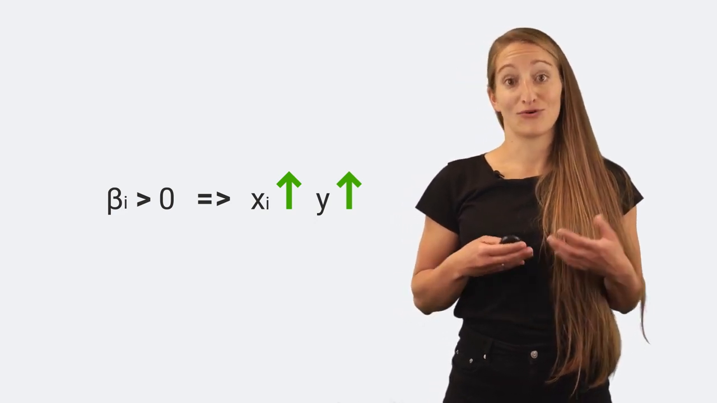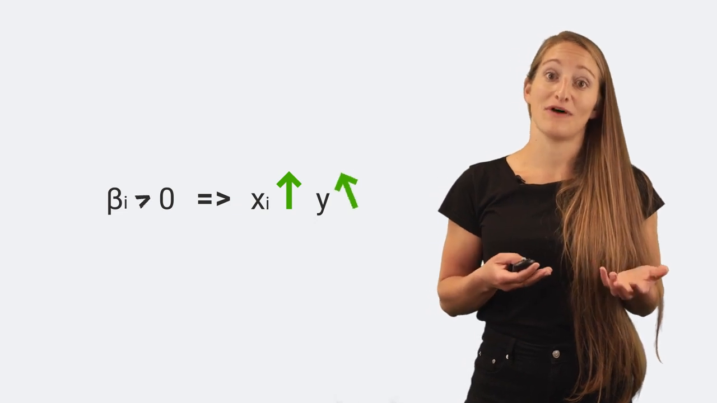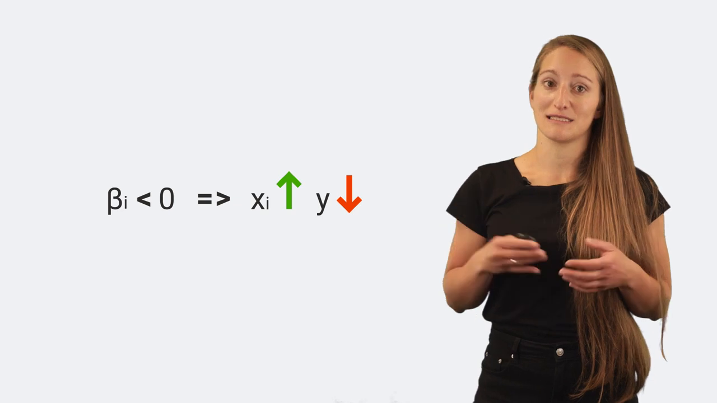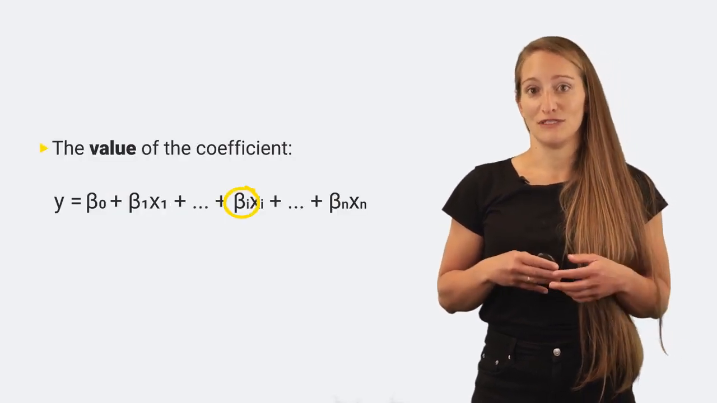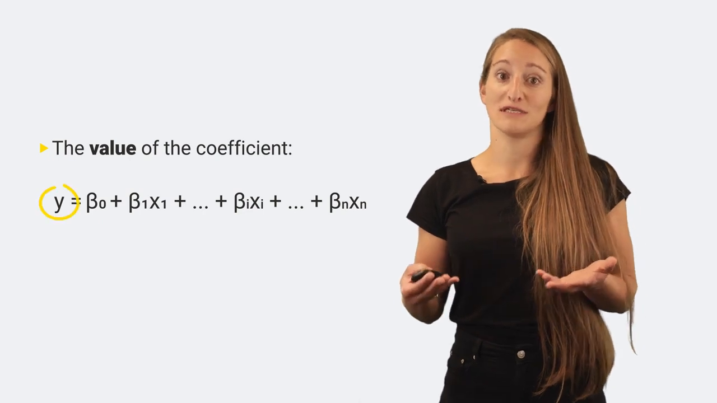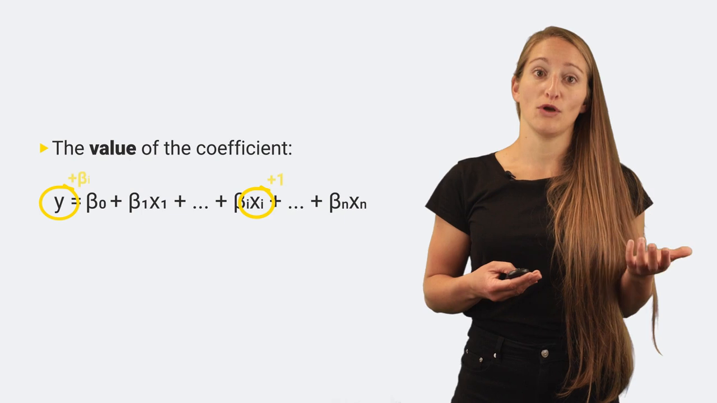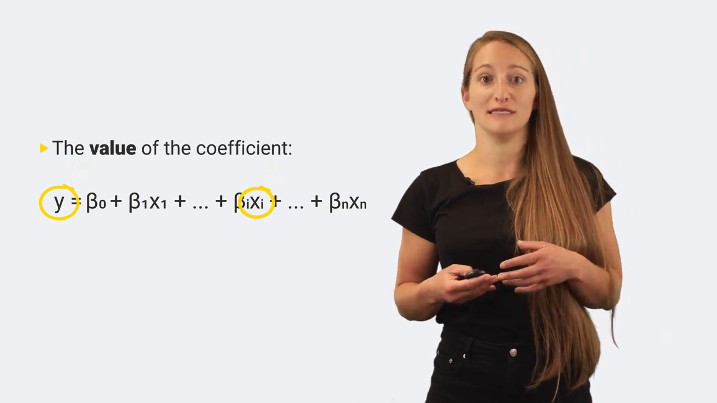On the other hand, if the coefficient is negative, the predicted value decreases when the value of the independent variable increases. In addition, we can also interpret the value of the coefficient. It tells us how much the predicted value changes if the independent variable increases by 1 unit while keeping all the other independent variables unchanged.